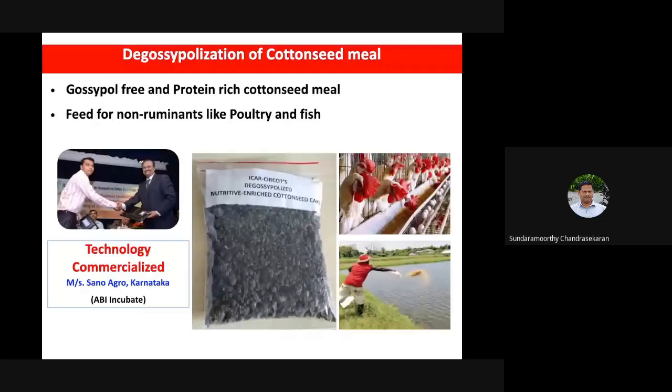Actually, he had attended one of the trainings on cotton value chain and cotton seed, and he was influenced by this technology. He already had an oil mill, so he thought of expanding his existing infrastructure with this particular facility. With our assistance, he has broadened the scope, and he is now developing degossypolized cotton seed meal. He has a market for the poultry, and he has been successful in doing this business. He is located in Karnataka.